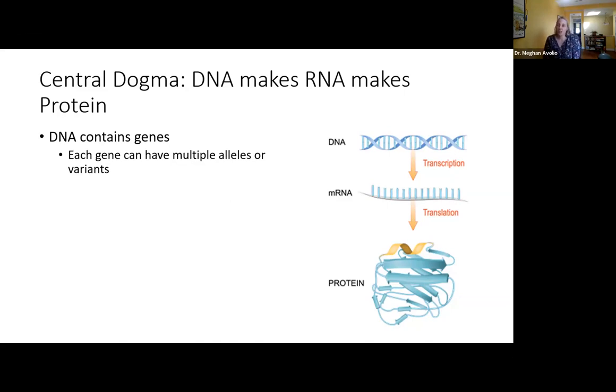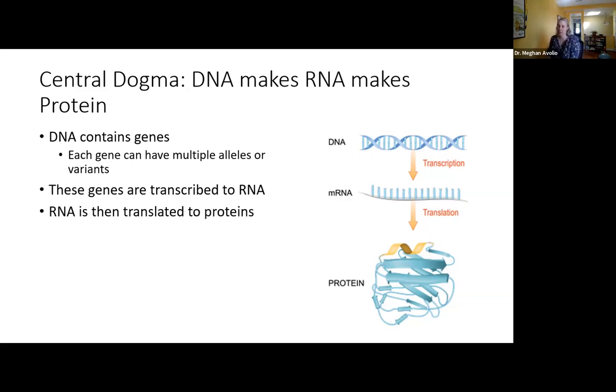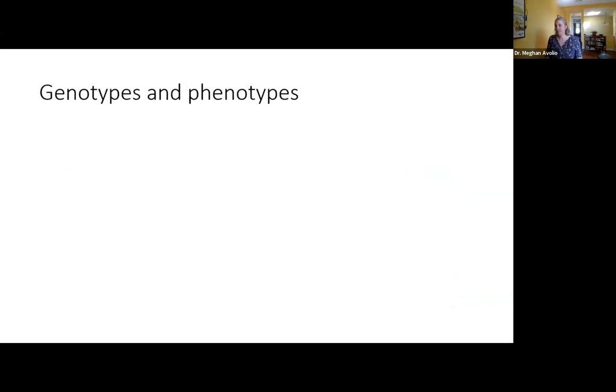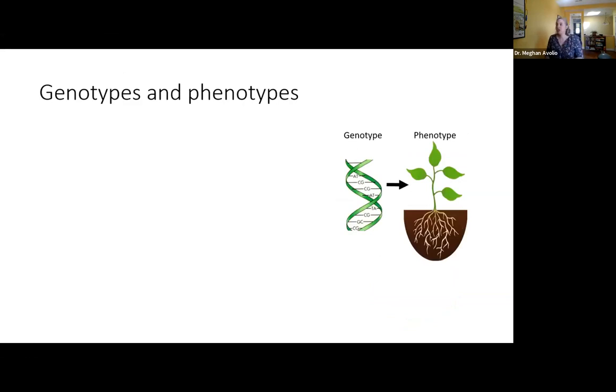So DNA is just a sequence of nucleic acids, and together they make genes. These genes are transcribed into RNA, and then RNA is ultimately translated into proteins. Proteins are what we observe. So when we observe individual plants, or animals, or whatever we're looking at, we're observing an expression of the DNA, but we're not observing the DNA themselves. And all this gives rise to something that we typically call a phenotype. So a genotype gives rise to a phenotype.